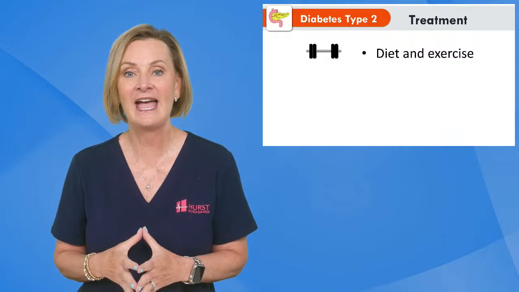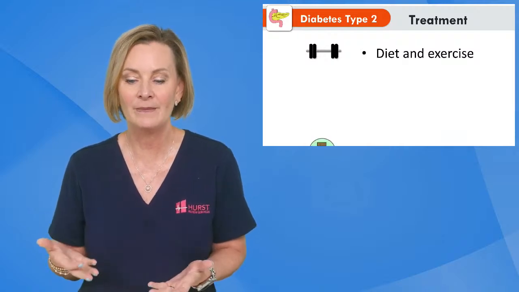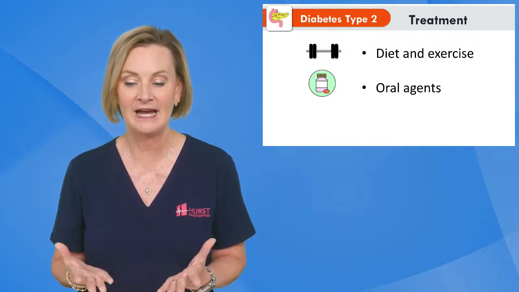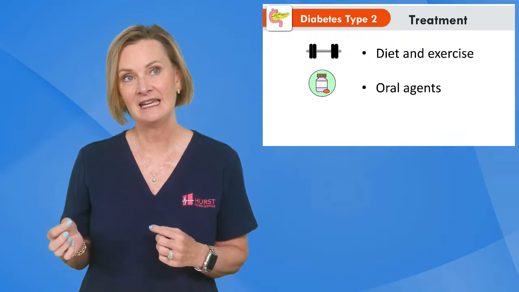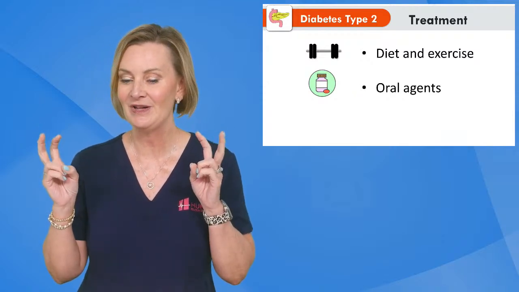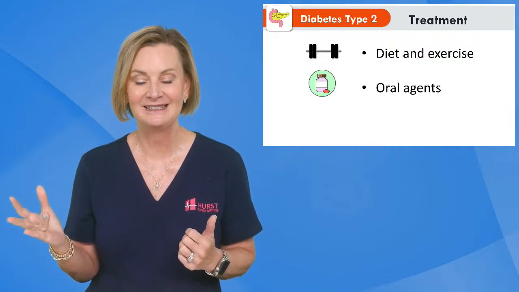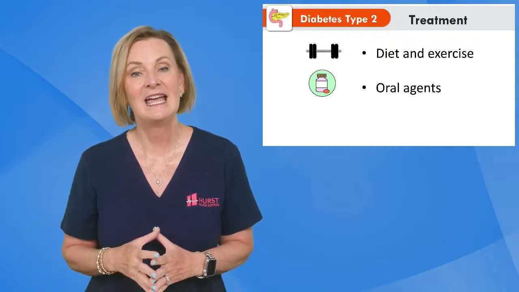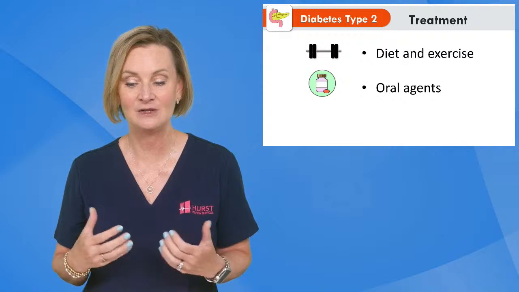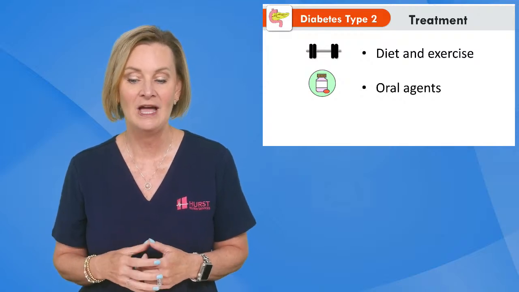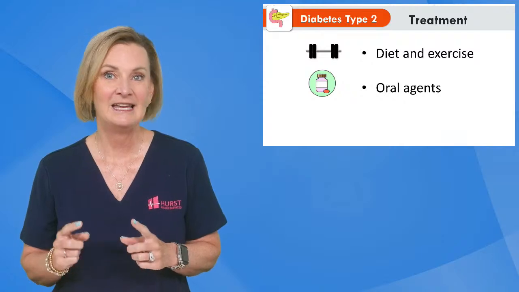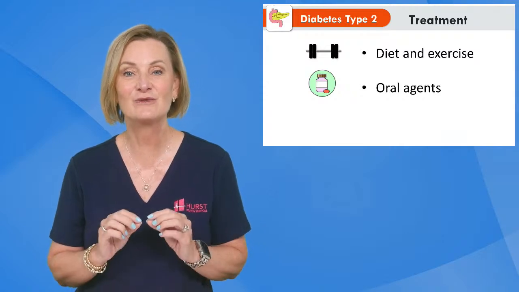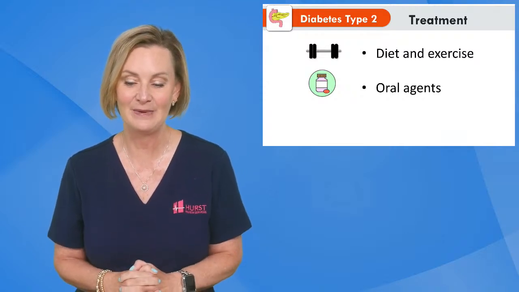Some people have to add oral agents, oral medications. And remember your teaching role when you have someone with diabetes, because they think, now that they're on the sugar pill, that they can have anything they want. Is this true? No, they cannot have anything they want. And then some people with type 2 diabetes will end up on insulin to control their blood sugar, especially if they are not compliant with their diet and their exercise. All right, so that is a really short review of type 2 diabetes.